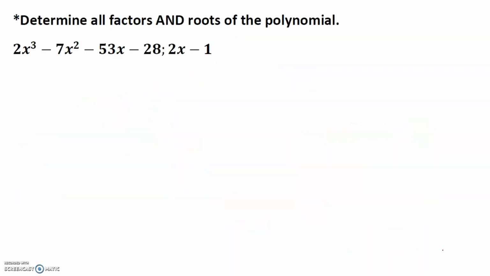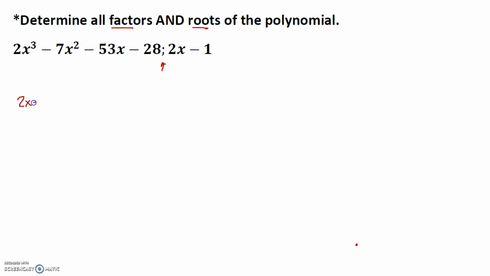Now we do have one more. The directions are slightly different here. It says determine all the factors and roots of the polynomial. So the setup on this one's going to be the same as it was earlier when I showed you the problem with the semicolon. What's going to be different is our answer. You're going to present it two different ways. We're looking for two different things here, the factors and the roots.